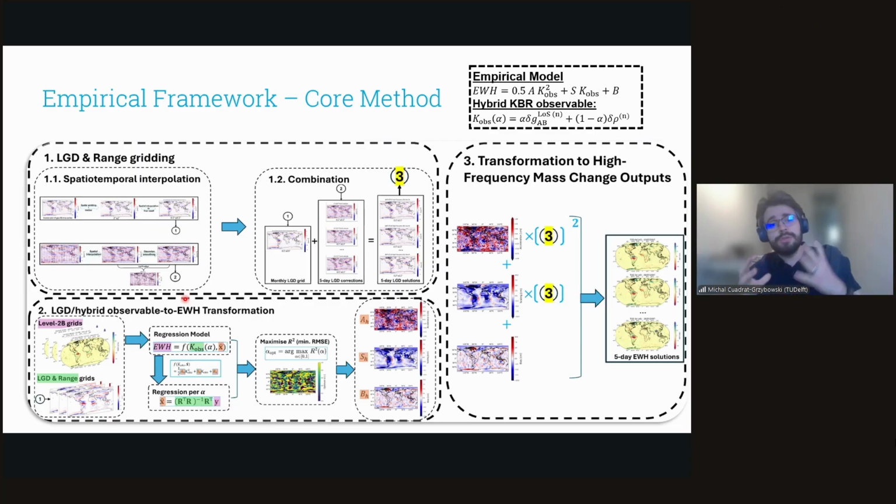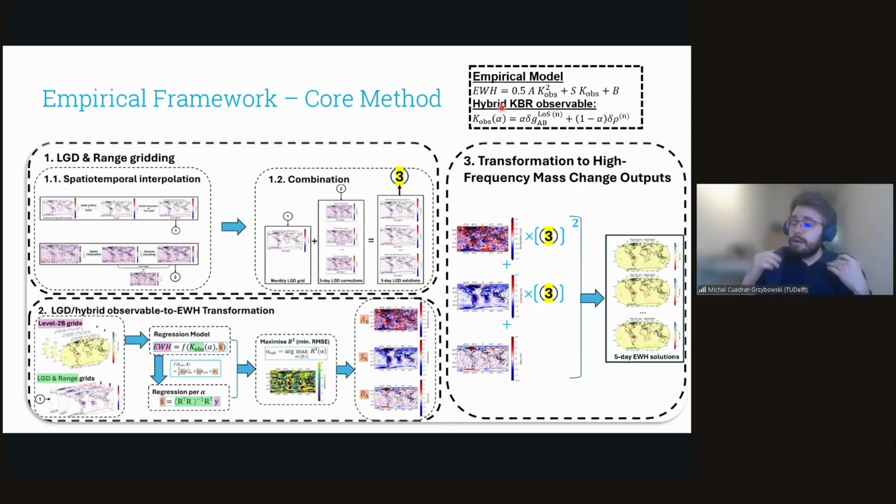We first look into how we can pre-process these post-fit residuals into line-of-sight gravity differences, into ranged residuals, and grid them spatially and temporally. Combine these to obtain these 5-day grids of these observables. The second block tackles the idea of how to transform from these along orbit observables to equivalent water heights. And this basically goes into this empirical model that you can see here in the slides. It's a very simple quadratic model, a quadratic term, a scaling term, and a bias.